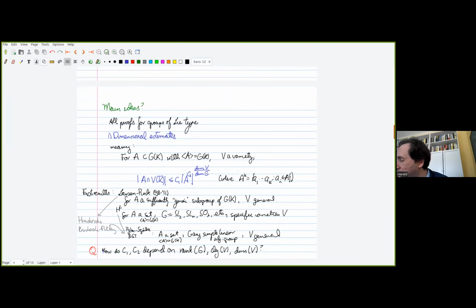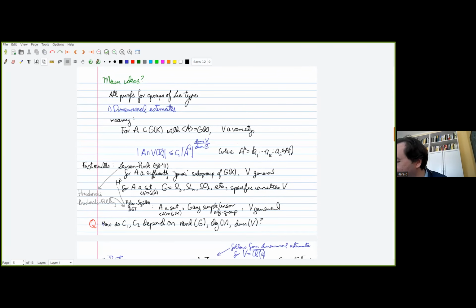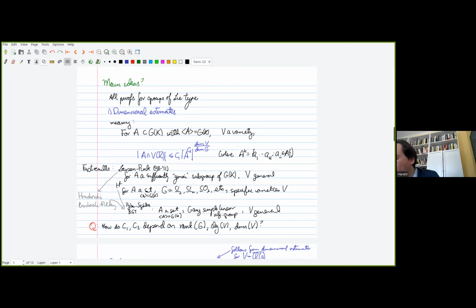Not going to be let off lightly. Let's talk about proofs. So there are basically two main stages in a proof of this kind. All of these proofs for linear algebraic groups fall into one family. Even though people have worked on them separately in some cases, they can all be put in a very clear scheme. First of all, you have dimensional estimates, which are interesting in themselves. What do I mean by a dimensional estimate?